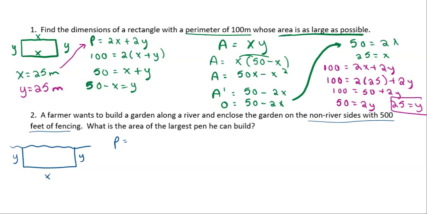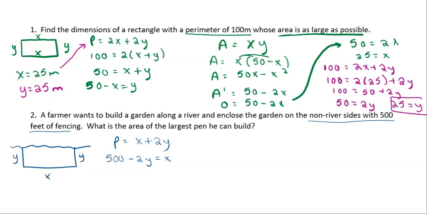So for this one, our perimeter is not 2x and 2y because we don't have a fence on this side. So our perimeter is just x plus 2y. See, we have y plus x. So x plus 2y. Well, this one I think would be a little bit easier to solve for x because it's already almost by itself. So the perimeter is 500. If we subtract 2y from both sides, then we have it solved for x.